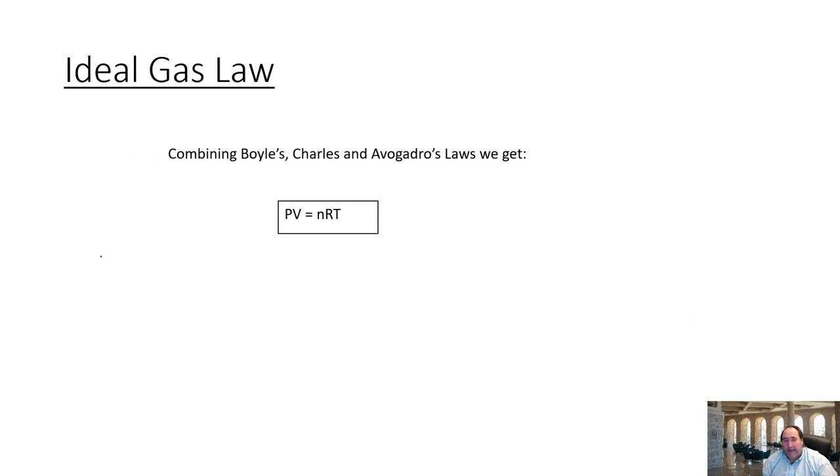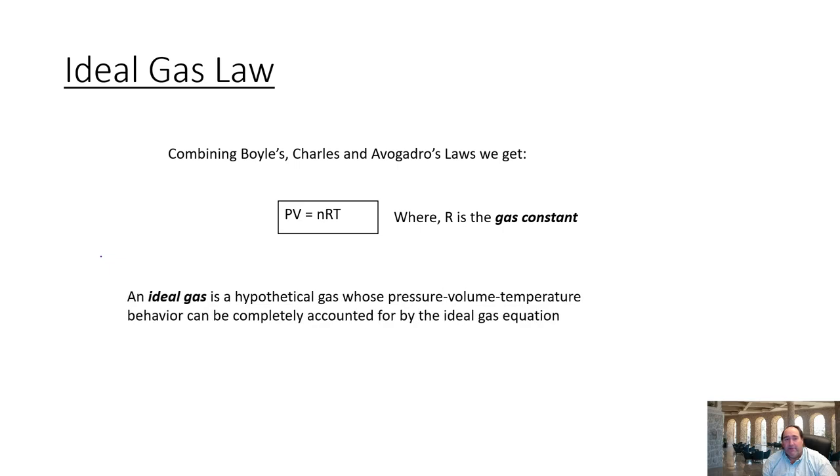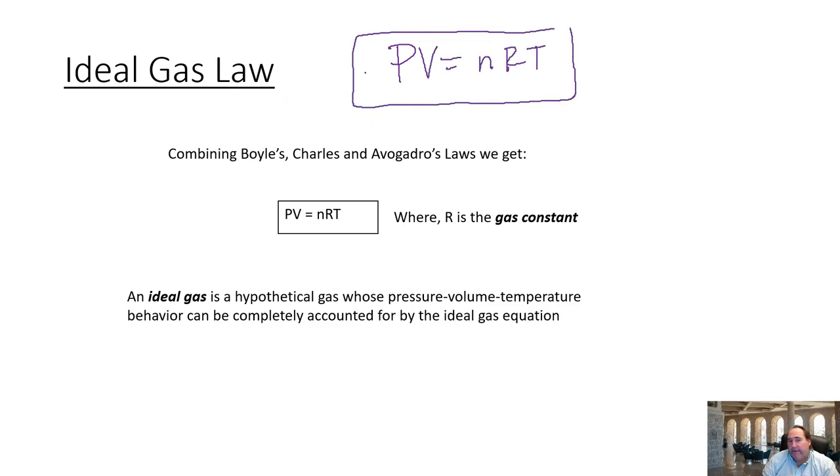All right, well, putting together all of our gas laws up to this point, Boyle's, Charles's, Avogadro's, gives us really the granddaddy of them all, which is PV equals nRT, the ideal gas law. Now, PV equals nRT is different than all the other gas laws that we've seen up until this point. It is used for an ideal gas, and pretty much all the gases under normal conditions of pressure and temperature behave ideally.